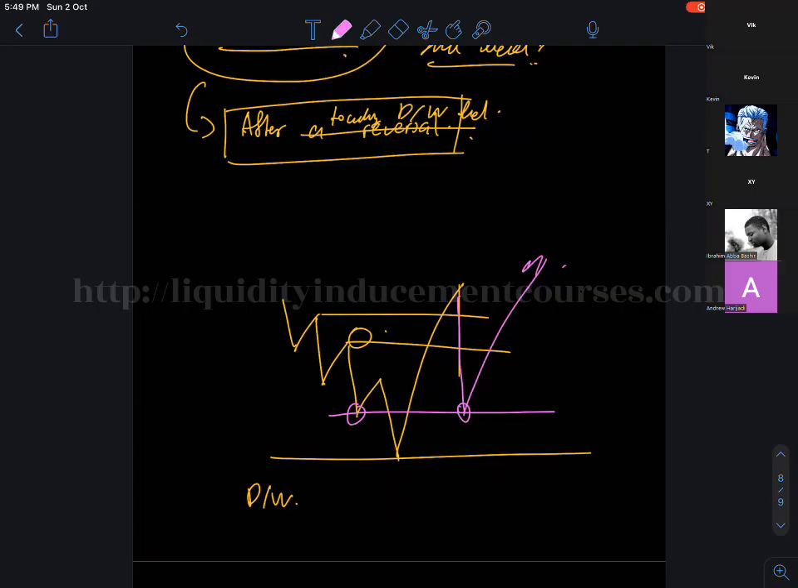And on what time frame does this happen? Either H1 or H4. After it touches a weekly or daily level, and it breaks out a lot of things, you don't take the second level. Wait for the H4 or the H1.